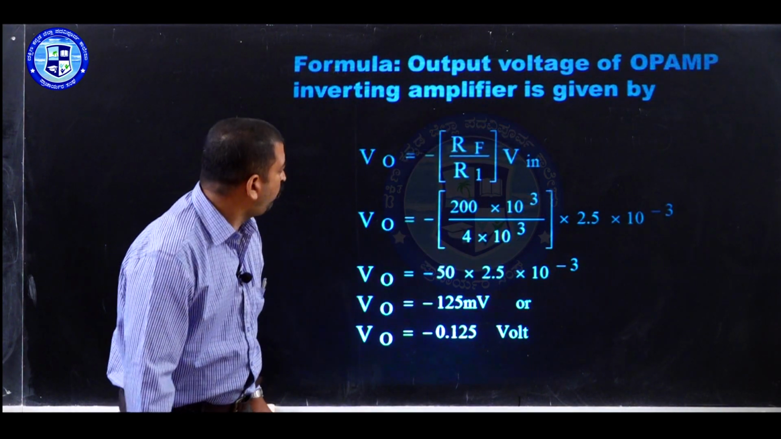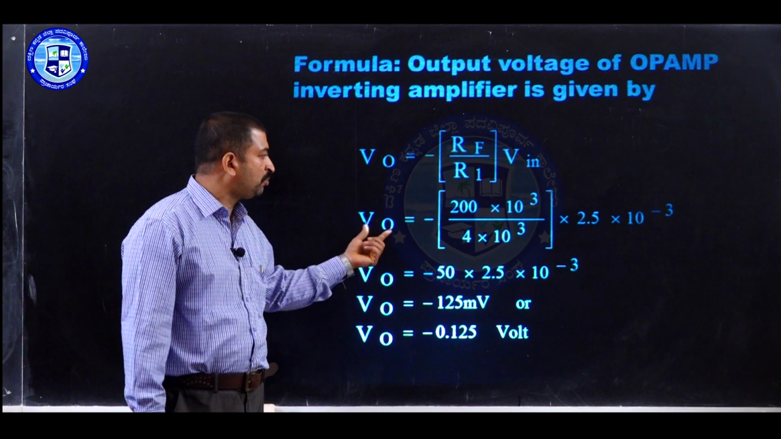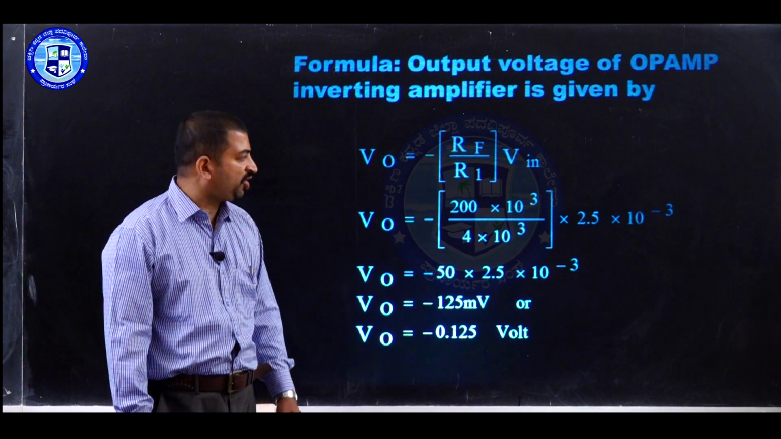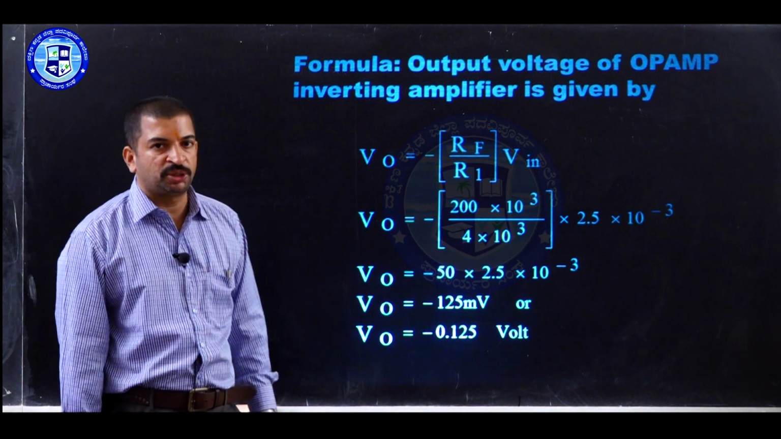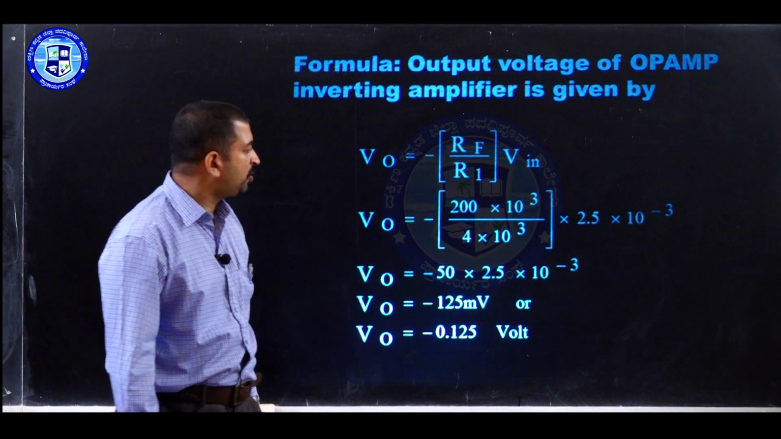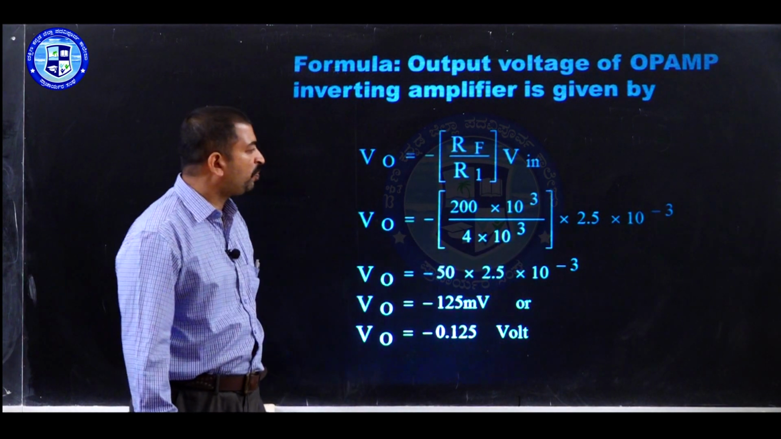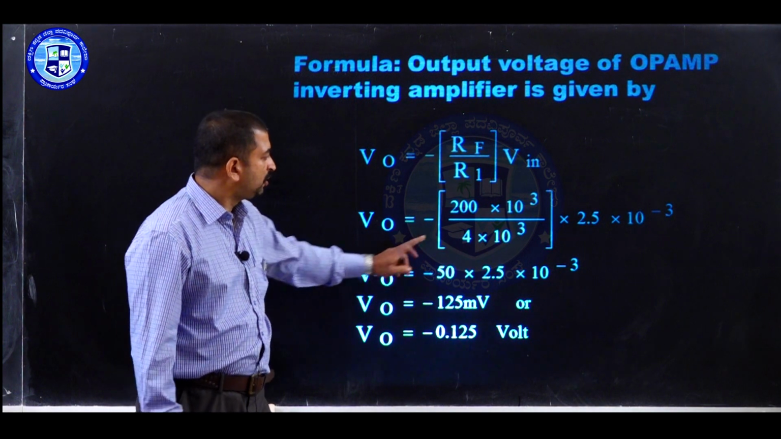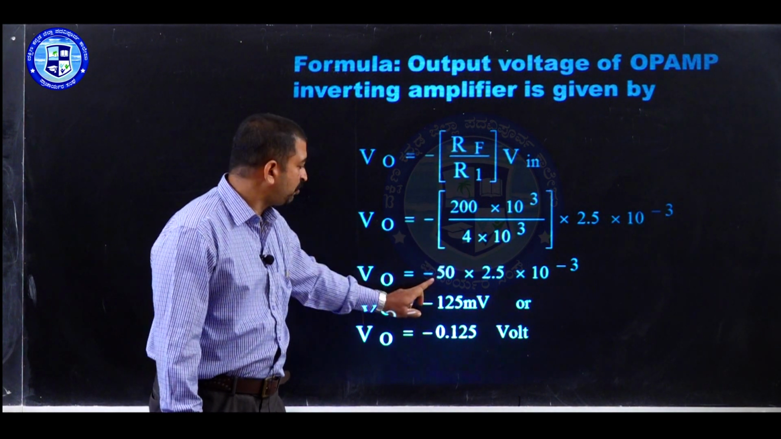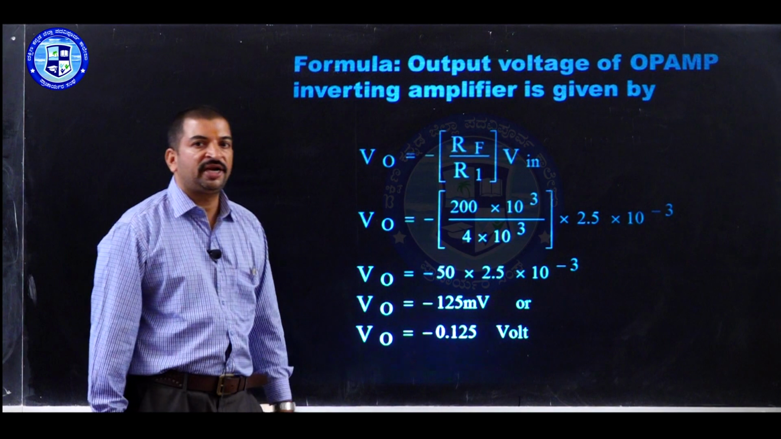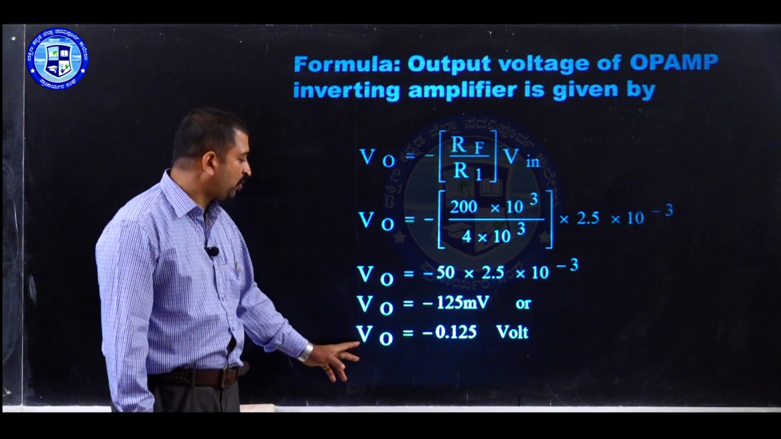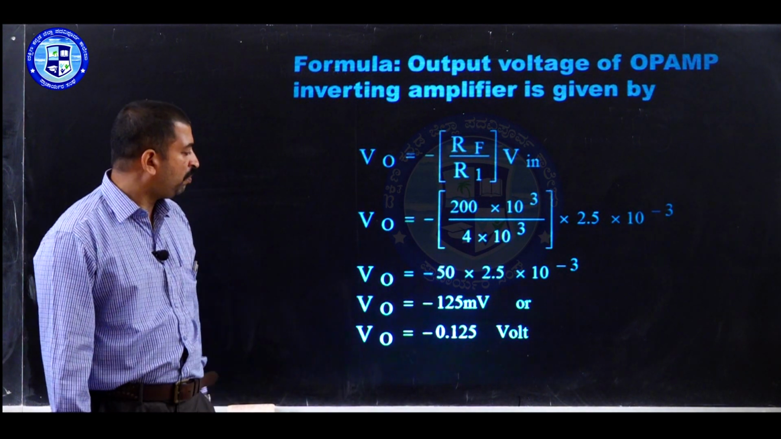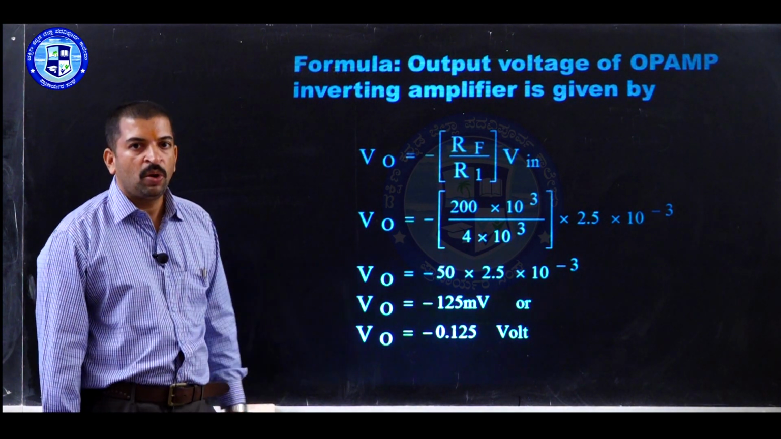Therefore, the output voltage is given by the expression VO equal to minus 200 into 10 to the power 3 divided by 4 into 10 to the power 3 into 2.5 millivolts. Input voltage is 2.5 millivolts, so 2.5 into 10 to the power minus 3. Now the output voltage is equal to minus 200 by 4 is 50, so minus 50 into 2.5 into 10 to the power minus 3. So the output voltage is VO equal to minus 125 millivolts or minus 0.125 volts.